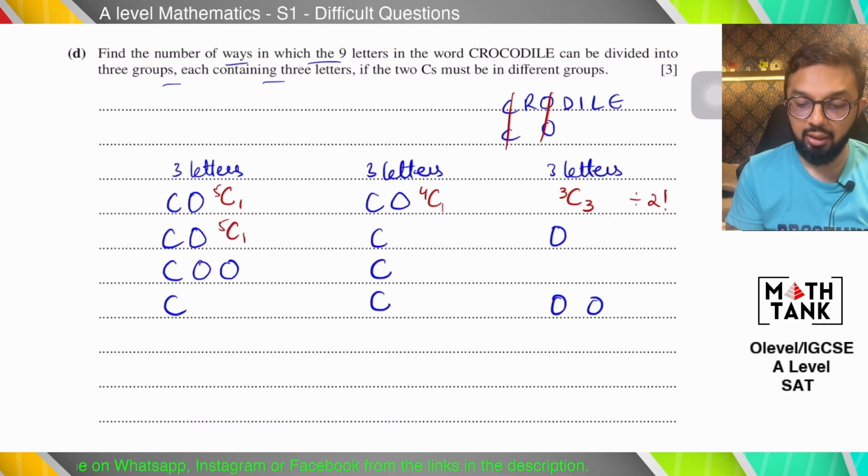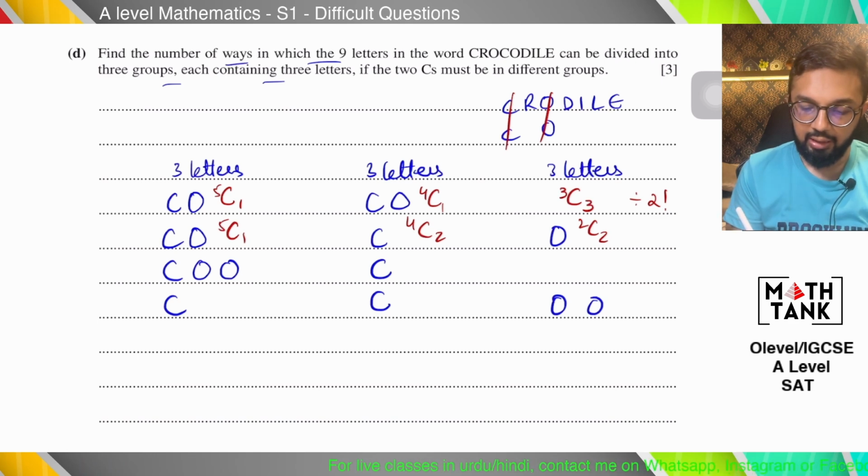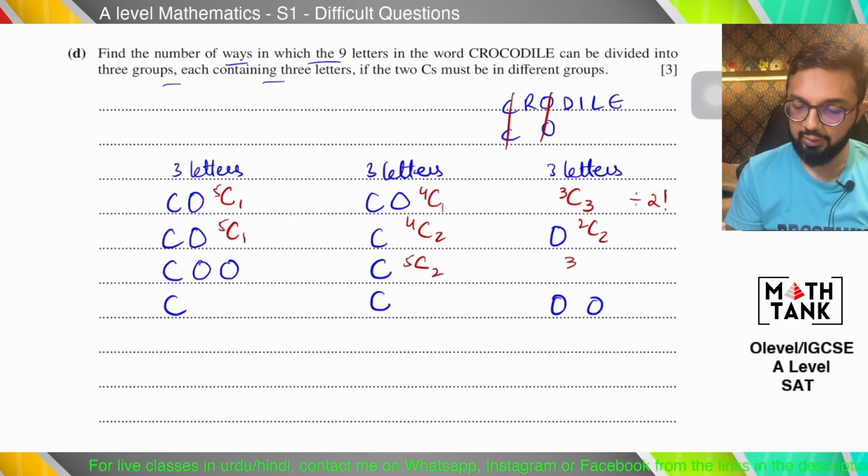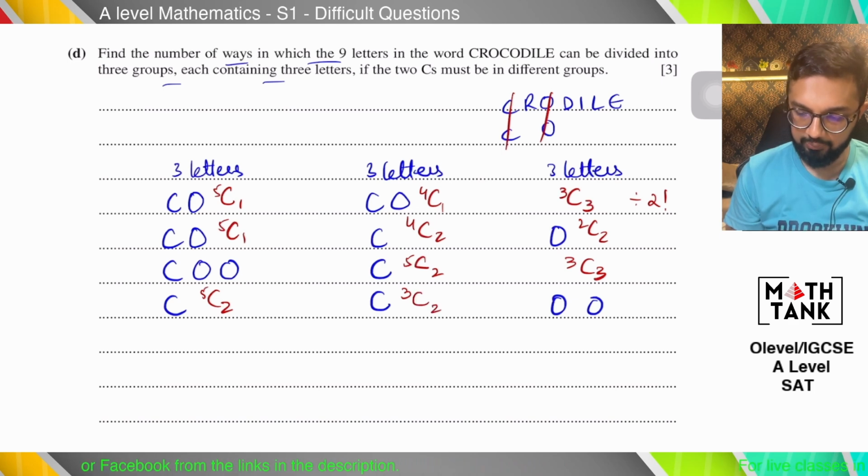This doesn't happen here. Why? Because the second group doesn't have an O. Okay, so those groups are not identical. Then I have nothing here. I'm going to say that this is 5C2 and then 3C3. 5C2. Now again, I have the same problem here. So I'm going to divide by 2 factorial here again.